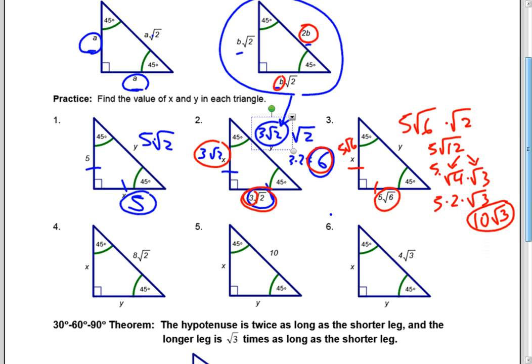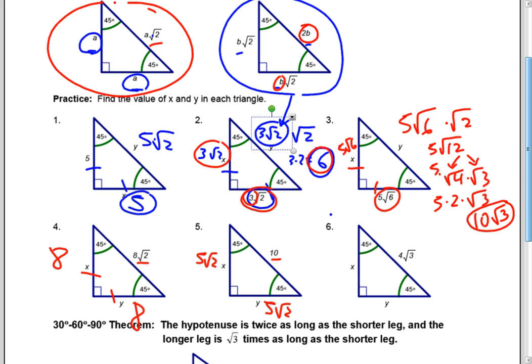If I'm looking at number 4, I'm thinking of my original layout. I'm seeing a radical that matches perfectly with the pattern. Can everybody see that that's 8 and 8? I'm not seeing a radical, but I know it's there. What will x and y be? 5 radical 2.